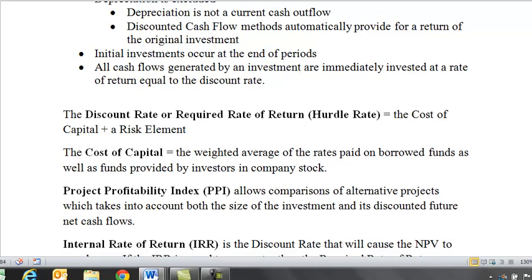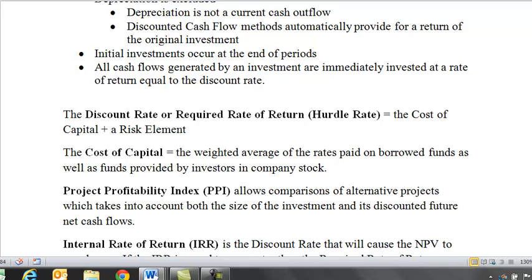Now, that discount rate or required rate of return is also called the hurdle rate. That's equal to the cost of capital plus a risk element. The cost of capital is equal to the weighted average of the rates paid on borrowed funds as well as the funds provided by investors in company stock.